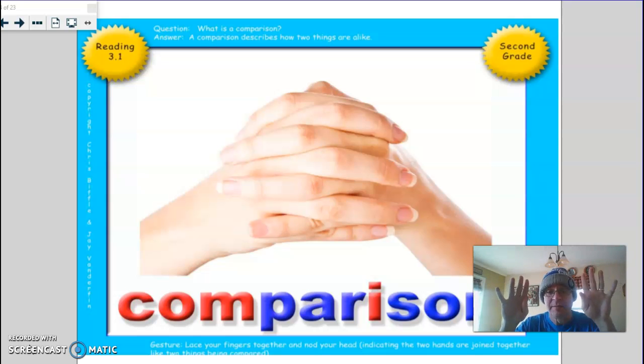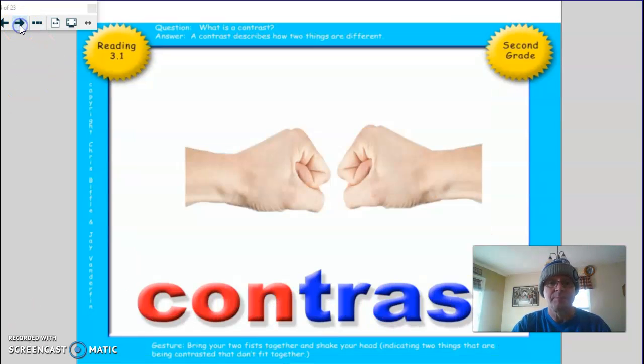Okay, so mirror my actions. Comparing is finding how two things are the same. Comparing is finding the similarities between things, or how two things are the same. The opposite of that is contrasting. Contrasting is finding how two things are different.